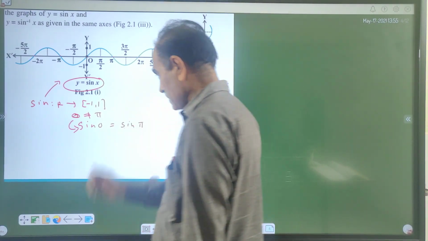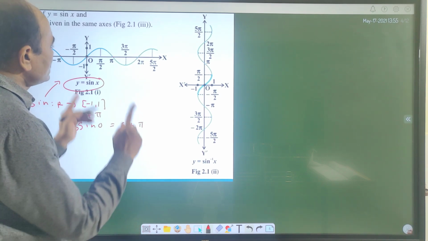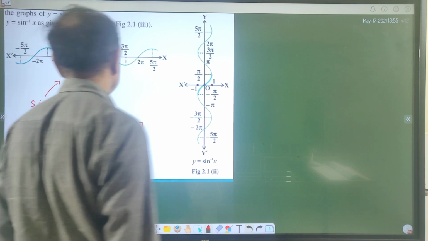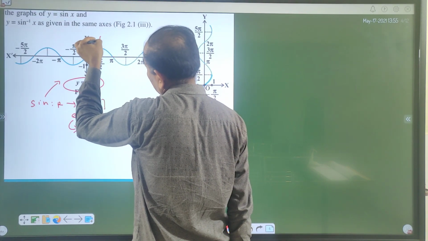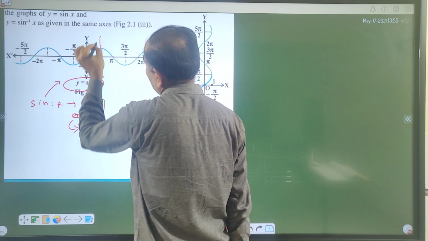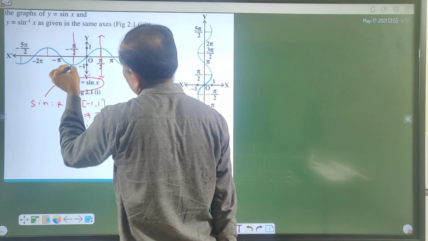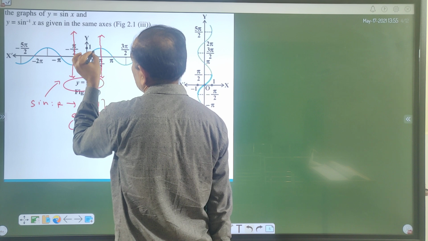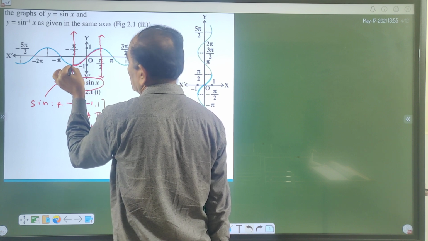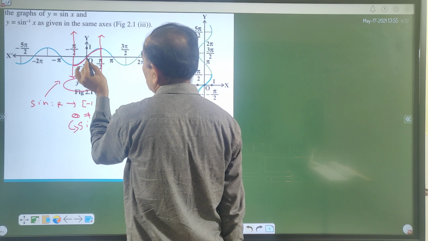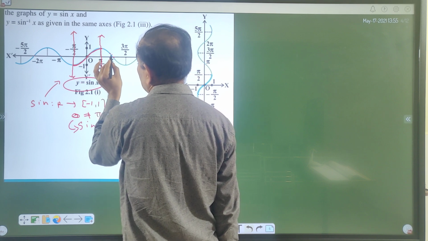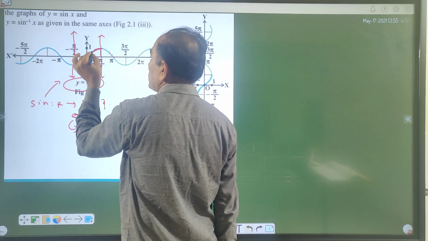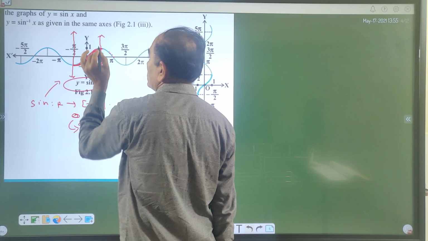Now see from the graph how to check 1-1ness. Let us see the principal part for which the sine function is 1-1. Restrict this domain to minus pi by 2 to pi by 2. In this part, the function is 1-1 because the graph is not repeated. But if we consider 0 to pi, here the graph is repeated. For minus pi by 2 to pi by 2, the graph is not repeated.